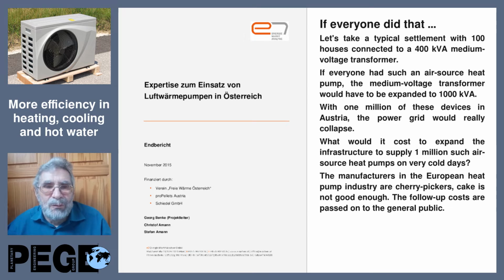And such settlements are usually equipped with a 400 kilovolt ampere trafo station to the middle voltage grid. But this would be in this case much too small. They would have to change this trafo station to 1000 kilovolt ampere. And what would be if all 1 million of such air heat pumps would be in Austria? Oh, the grid would break down.